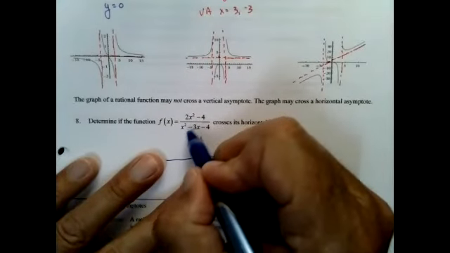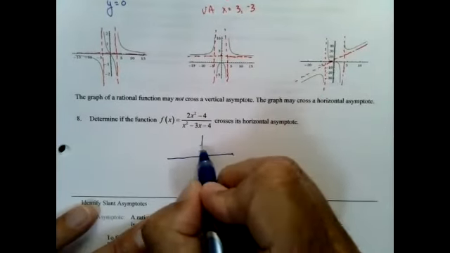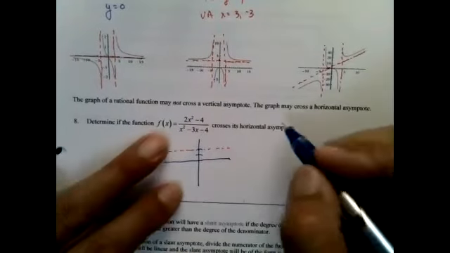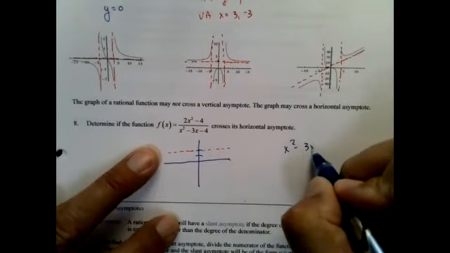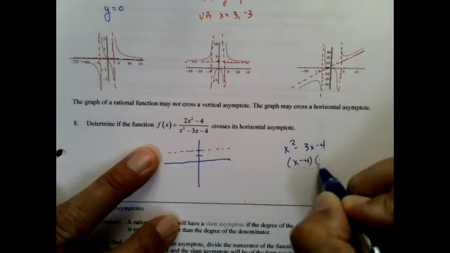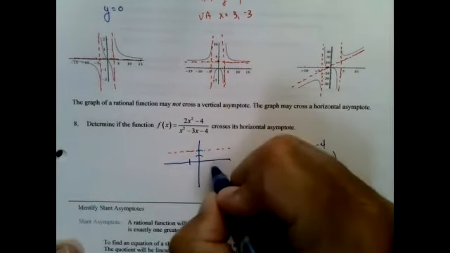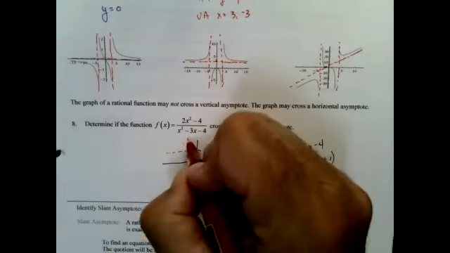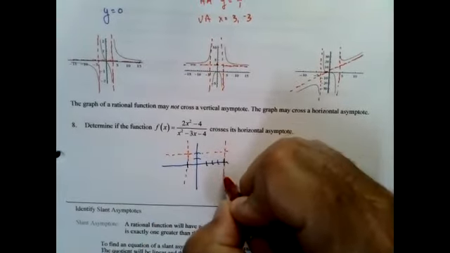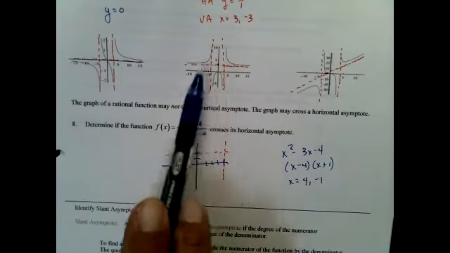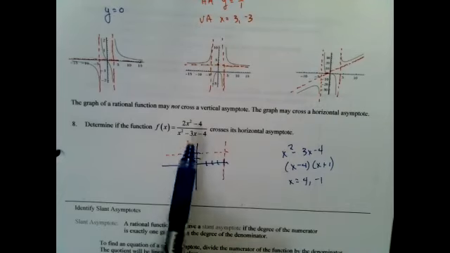So let's see, these are the same. So I know there's going to be a horizontal at 2. Denominator, x squared minus 3x minus 4, x minus 4 times x plus 1. 4 and negative 1. How would I graph it from here? I'd pick points, but I'd be willing to bet it's going to look a lot like the one right above it. It's going to be curves and curves and, you know, approaching those asymptotes.